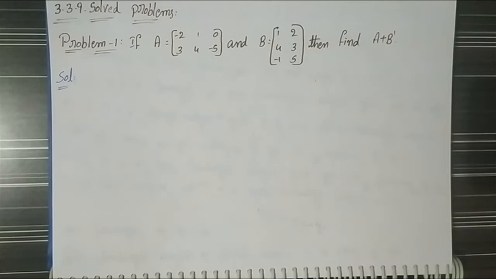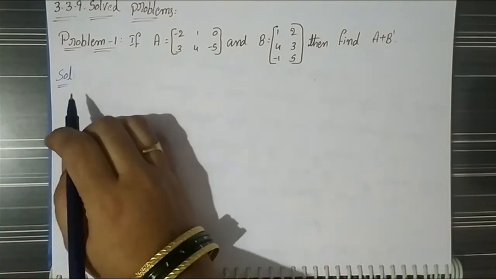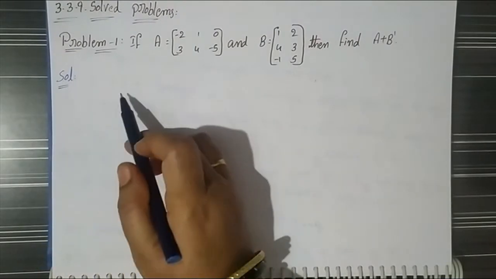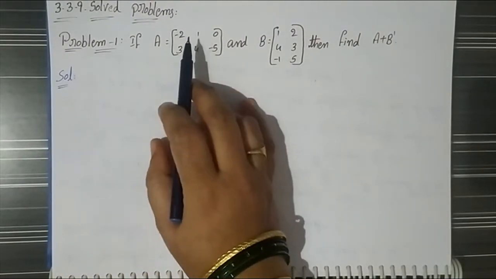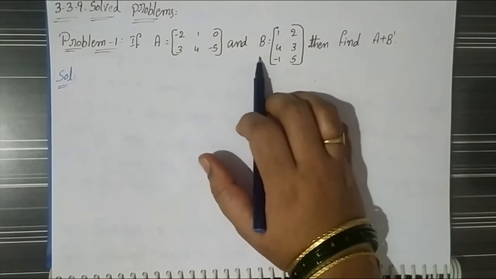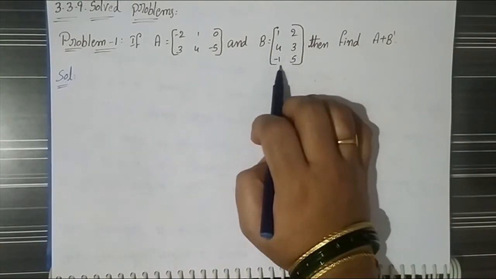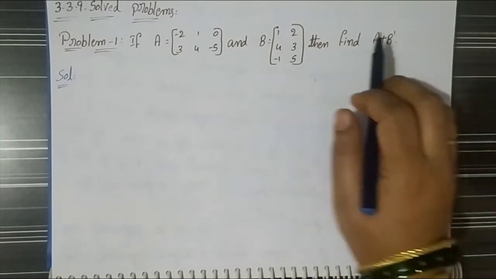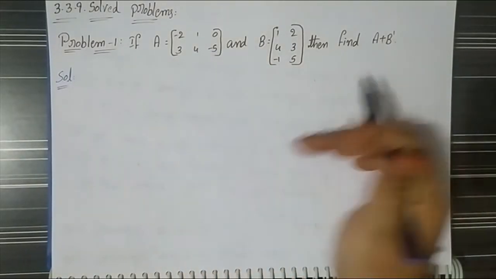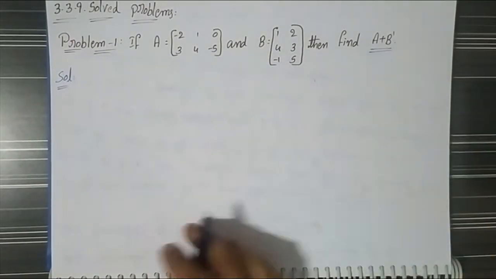Next, we will go to some of the solved problems, 3.3.9 solved problems. The first problem is: if A equals minus 2 1 0 3 4 minus 5 and B equals 1 2 4 3 minus 1 5, then find A plus B dash. This is our given problem. In this problem, we are given two matrices and have to find the value of A plus B dash.